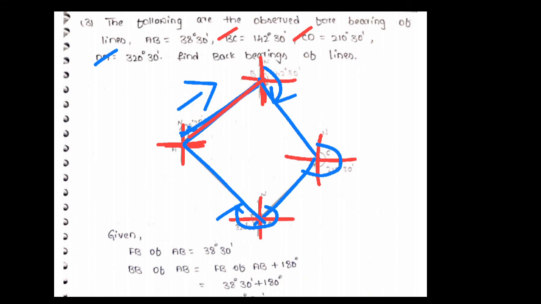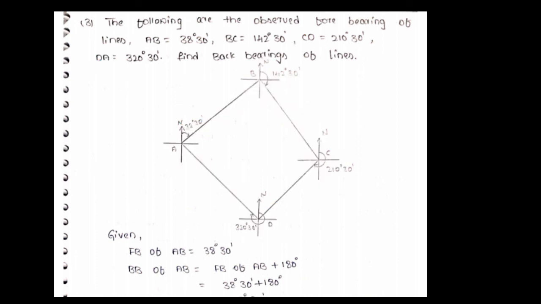Again, for line BC, if the fore bearing is in the second quadrant, then automatically the back bearing will be in the fourth quadrant. Opposite quadrants will be generated. That will be explained in later classes also. In this problem, we are going to calculate the back bearings of the lines.